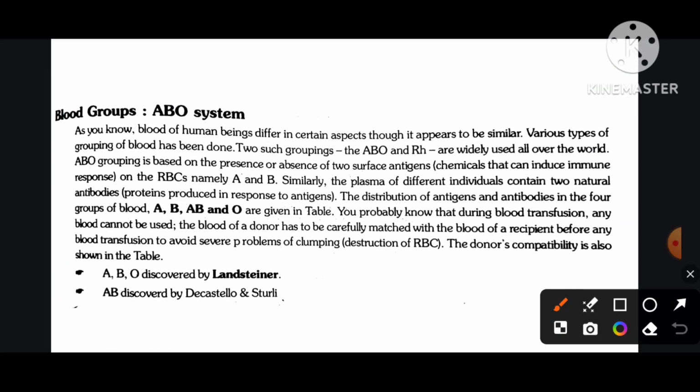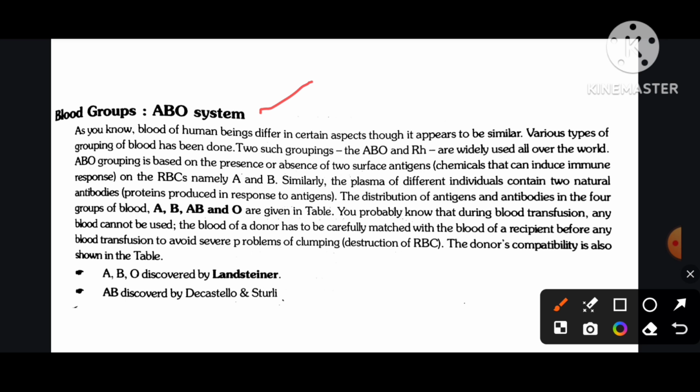Blood group. ABO system. As you know, the blood of human beings differs in certain aspects, though it appears to be similar. Various types of grouping of blood have been done. Two such groupings, the ABO and Rh, are widely used all over the world.